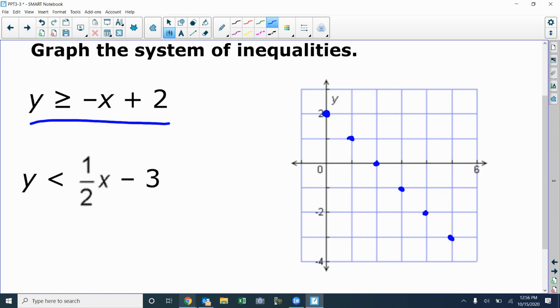What kind of line is it? Greater than or equal to, so it is a solid line. I'll let you see which side is the true side for a second. So there's our line, intercept of 2, down 1 over 1 with a negative slope of 1.